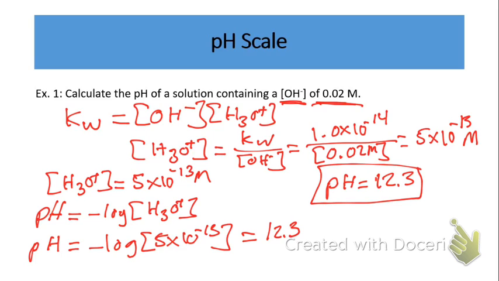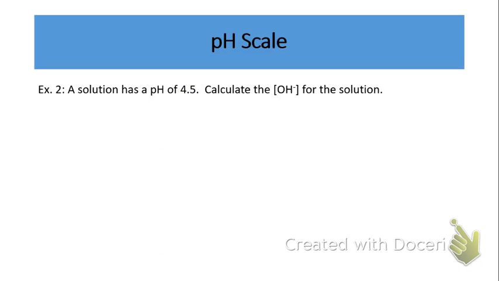Right? It is a high number, so it's very basic, which should make sense because if you look at it, our hydronium ion concentration of 5 times 10 to the negative 13 is smaller than the hydroxide concentration of 0.02 molar, right? So therefore, it should be above 7, which it is, and being 12.3, it tells us it's a fairly basic solution. All right, so there's one problem. Let's do another problem here.